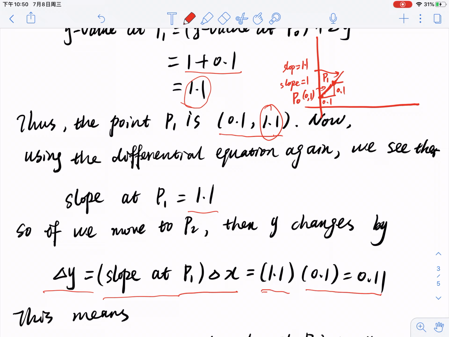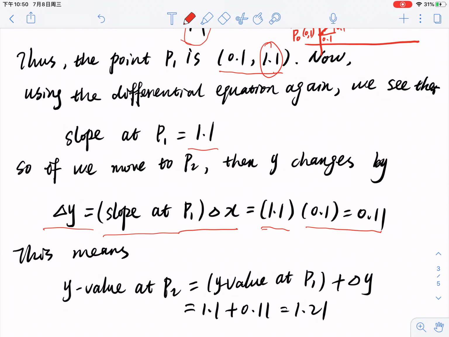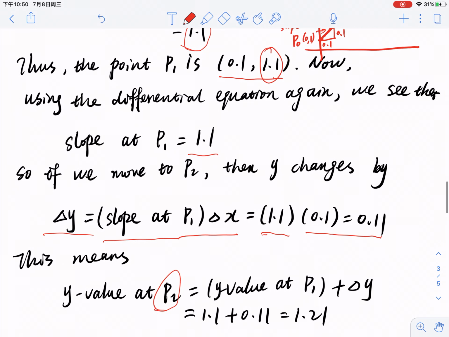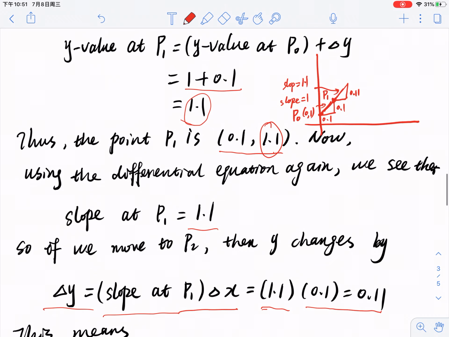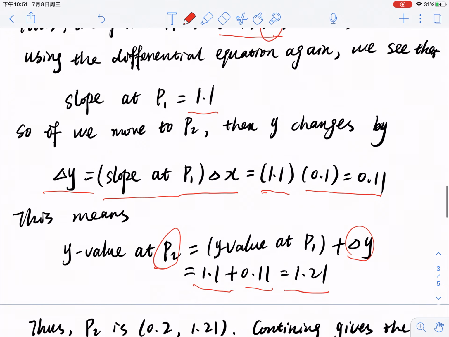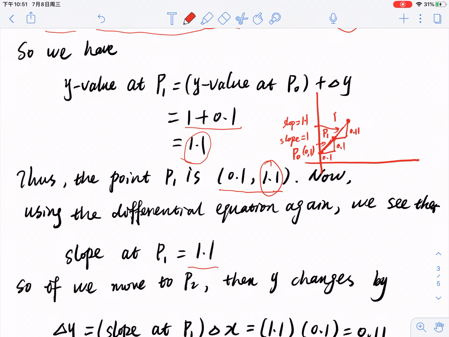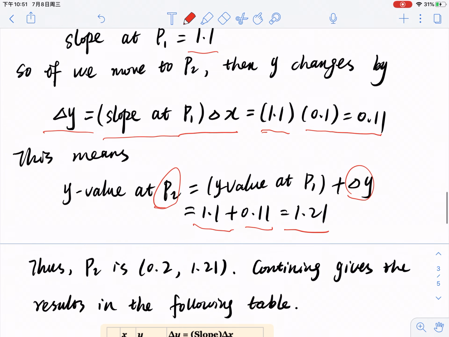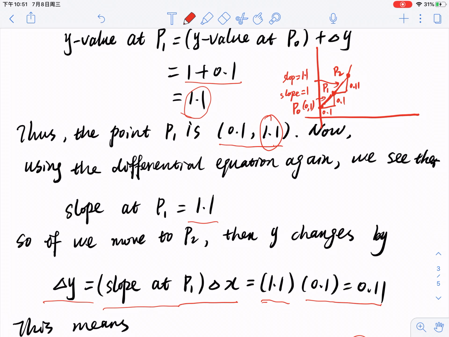So this is still delta x. Then delta y is 0.11. So this means the y value at P2 is the y value at P1 plus delta y. So it's 1.1 plus 0.11. So the y coordinate of P2 is 1.21. Here is P2. So we can continue doing this.